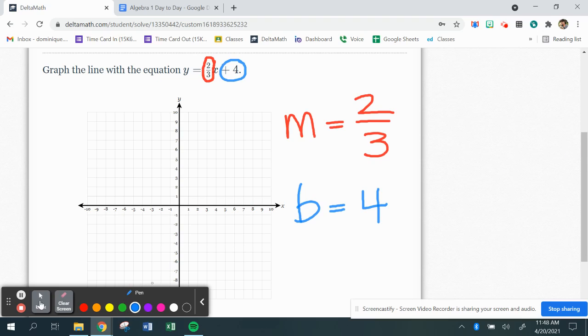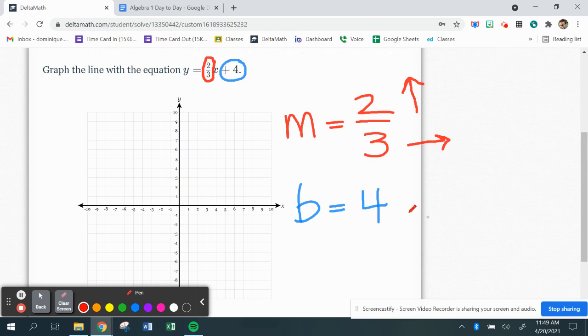Okay, so our second thing that we would normally do is write our slope as a fraction. If it's a whole number, you put it over 1, but you can see here it's already a fraction. So that's one step that we don't need to do. It's positive. So remember, if it's positive, you're going to go up. So we're going to go up 2 and then to the right 3. That is our rise and run.